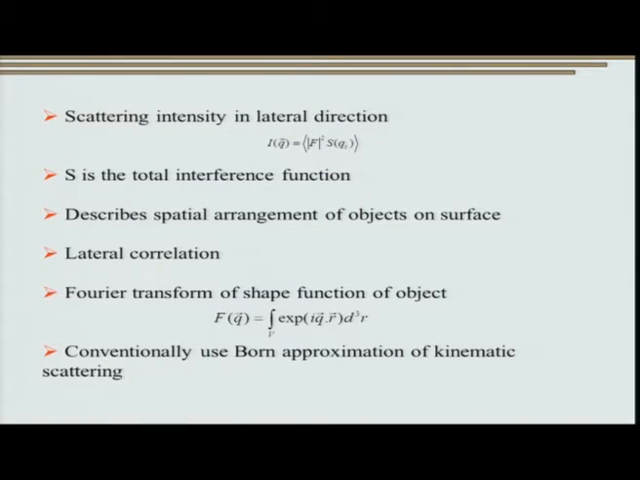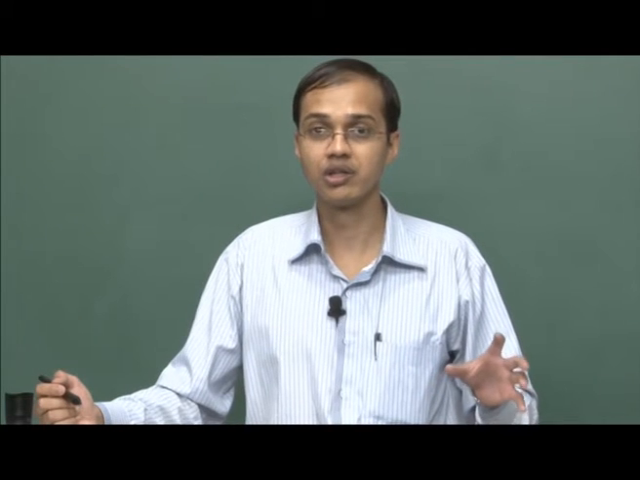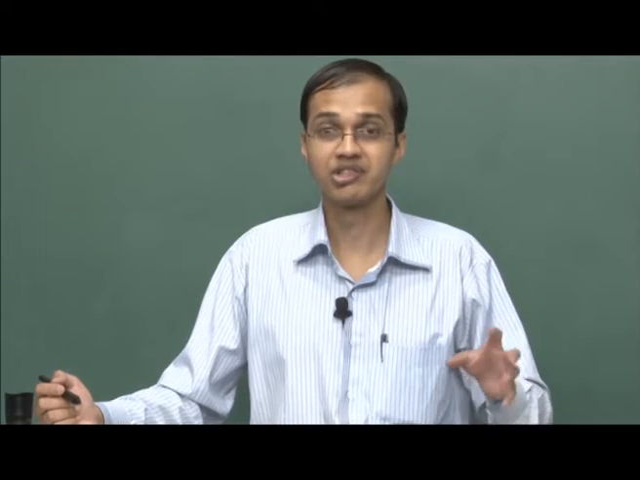So, you know that the scattering intensity in the lateral direction is given by I(q), and this I(q) is related to the form factor F, which carries the information of the shape of the sample in reciprocal space, and S(q), which is known as the interference function. This is in fact very similar to what we studied as the structure factor.